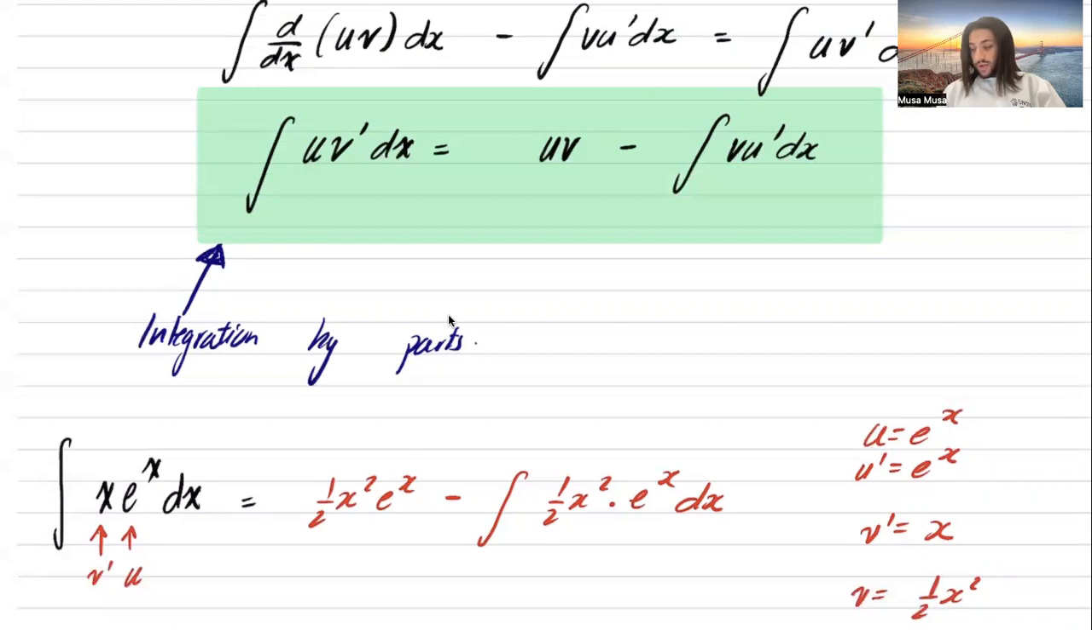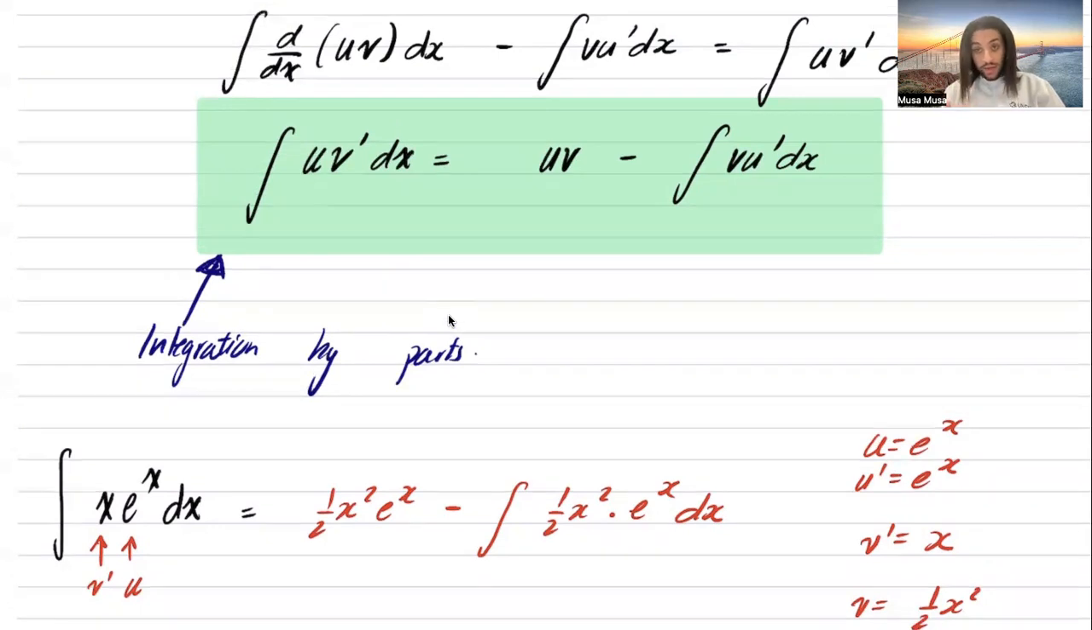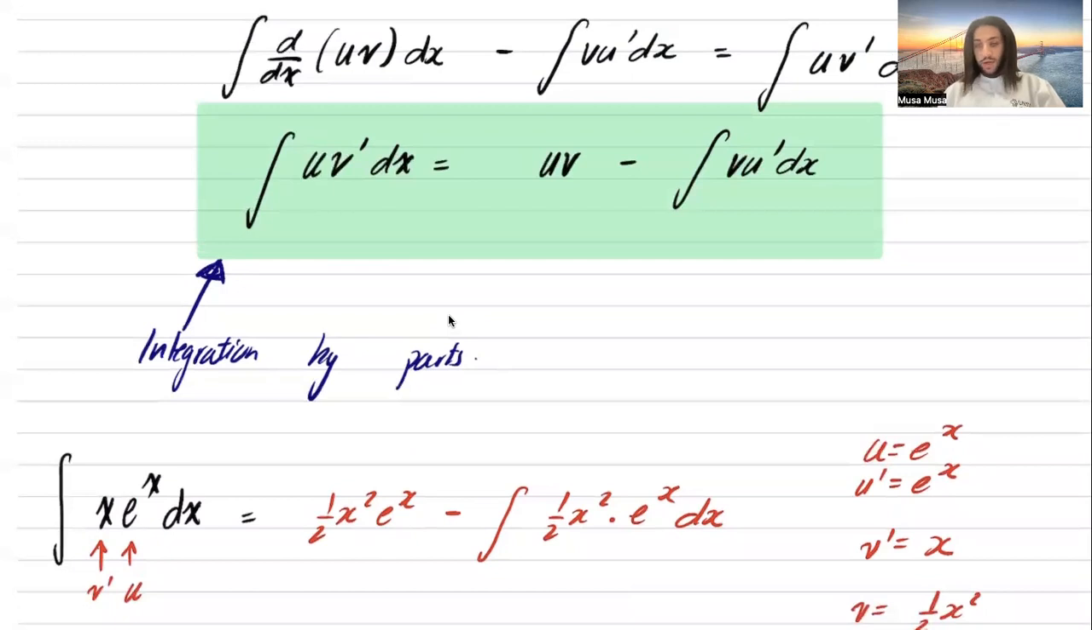Now, can we actually evaluate this integral? Yeah, we can, because e to the x times 1 is just e to the x. I can easily integrate that. And the integral, of course, just goes to e to the x, and then, of course, plus c.